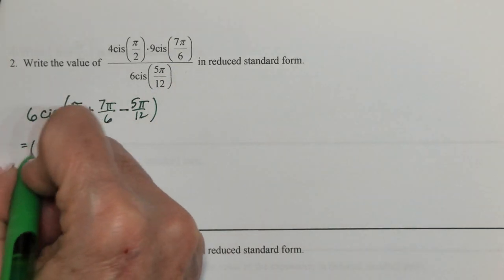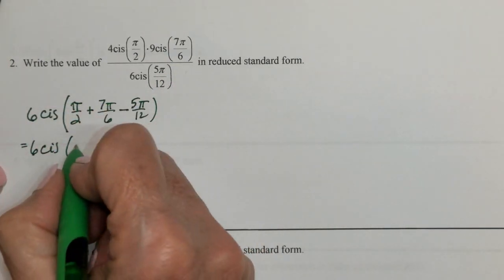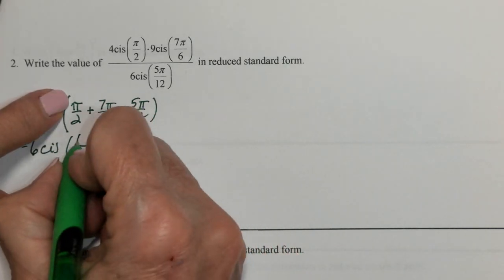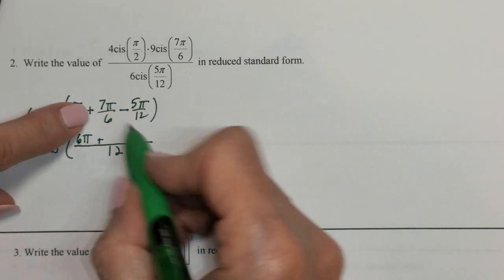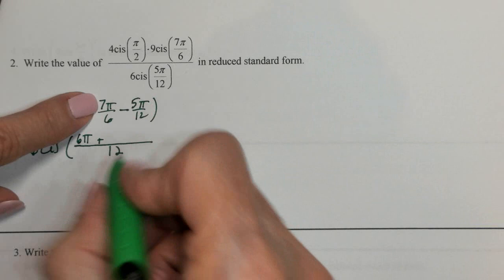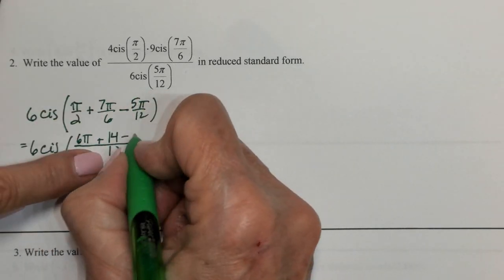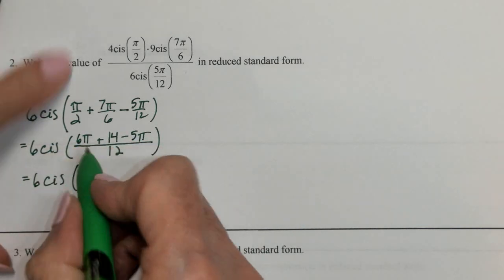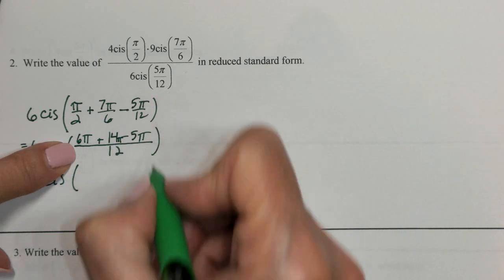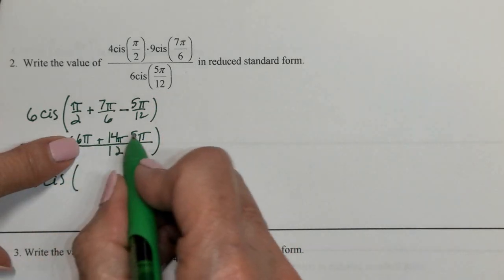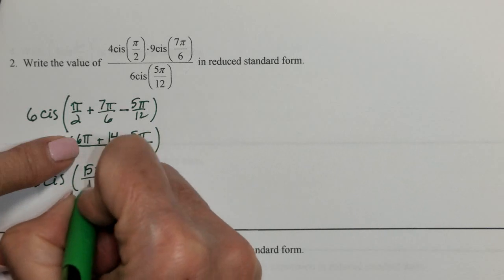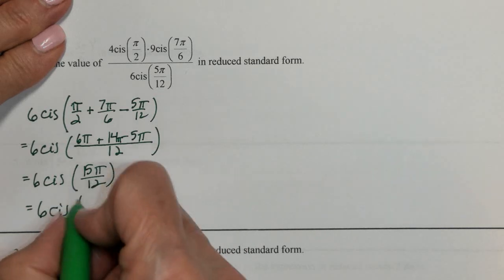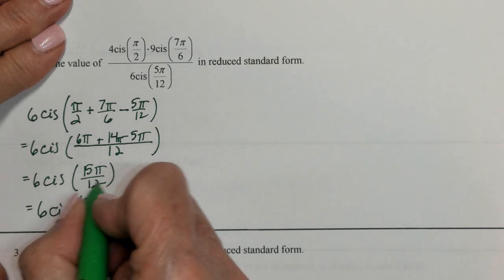Let's clean up that expression, that argument. Common denominator is 12. 2 needs to be multiplied by 6, so I multiply the top by 6, plus 6 needs to be multiplied by 2, so I multiply the top by 2. This one will stay the same. So we have 6 cis, forgot my pi there, squeeze that in. This is 20 pi minus 5 pi is 15 pi over 12, which is 6 cis, let's see, 3 in both of these, so 5 pi over 4.